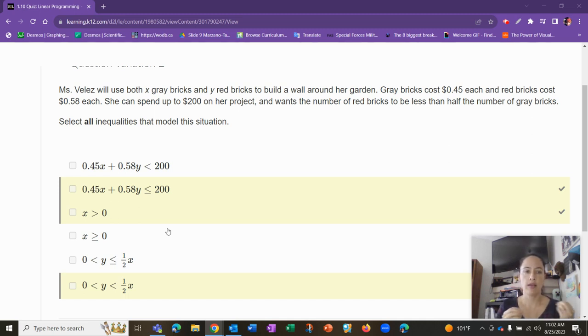So Miss Velez, both X gray, Y red bricks. So both colors of bricks, meaning she's not going to have 0 exactly equal to 0 of either one. So we know it can't be this one. Gray bricks cost 45 cents. See, that's the number part. That's the coefficient in front of the variable, because for every brick of gray we buy, we'd spend 45 cents. So if I buy 10 of them, then I spent $4.50. And similarly for the 58-cent bricks.